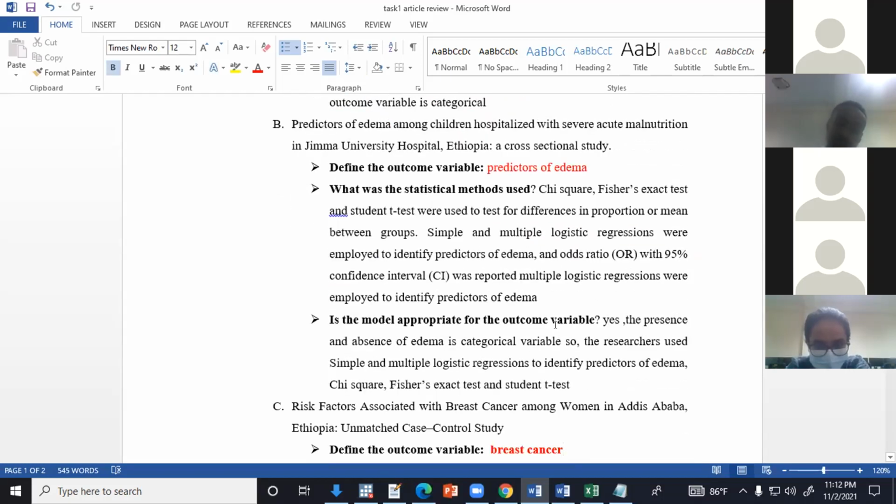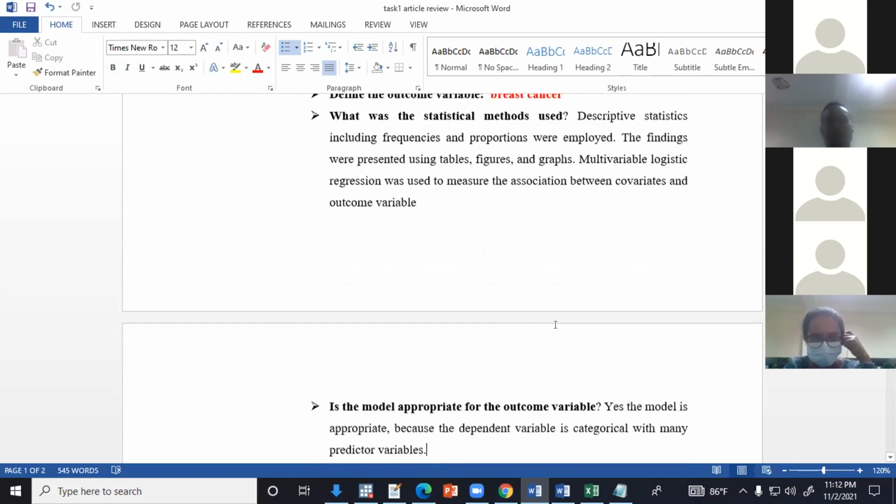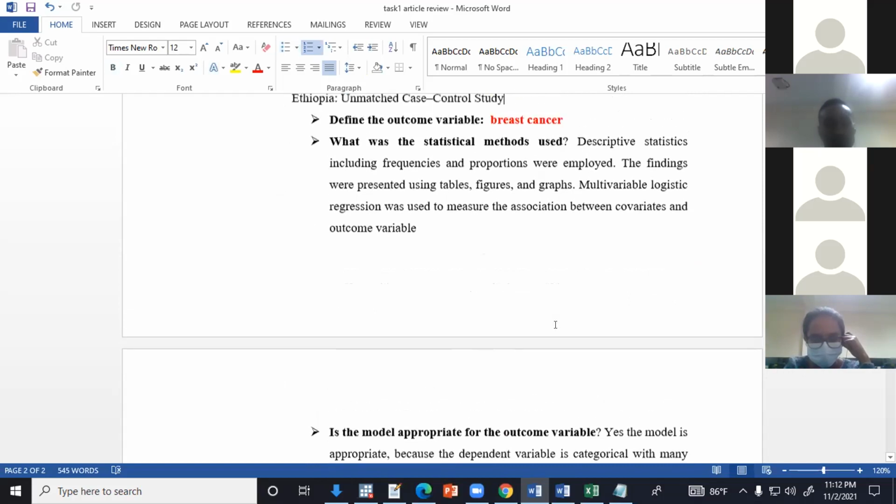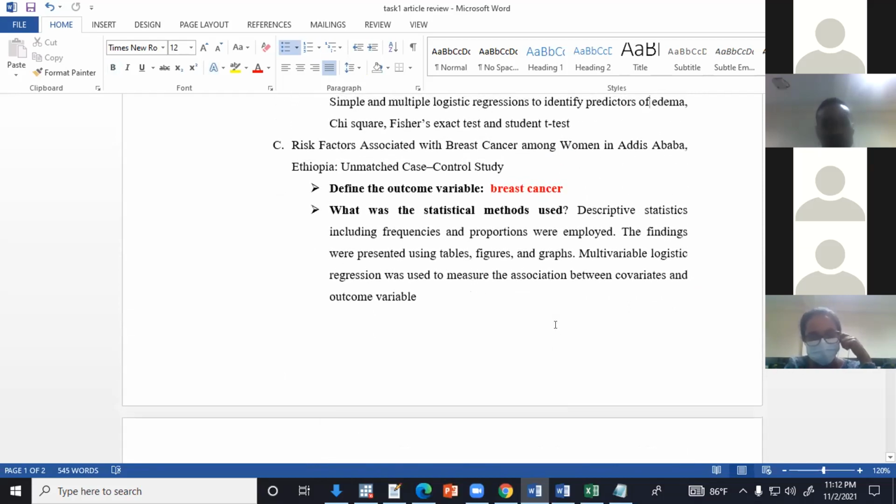The question is, is the model appropriate for the outcome variable? Yes, the presence or absence of edema is a categorical variable. So the researcher is using simple and multiple logistic regression to identify predictors of edema, along with chi-square, Fisher's exact test, and student t-test. The third one was risk factors associated with breast cancer among women in Addis Ababa, Ethiopia, a matched case control study.